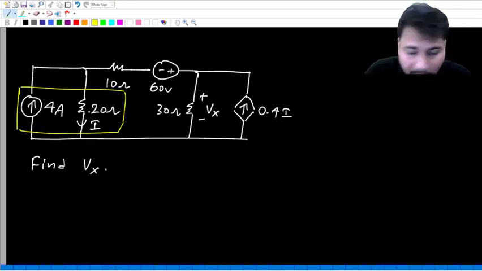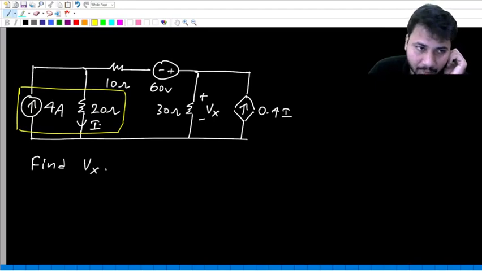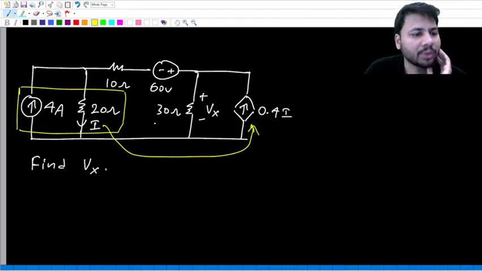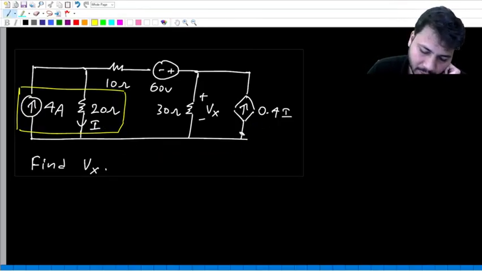Can we do a source transformation for this? You can, but you should not. Why? Because the current through 20 ohms is the controlling variable for the dependent source. You should not do source transformation. I hope this is clear.